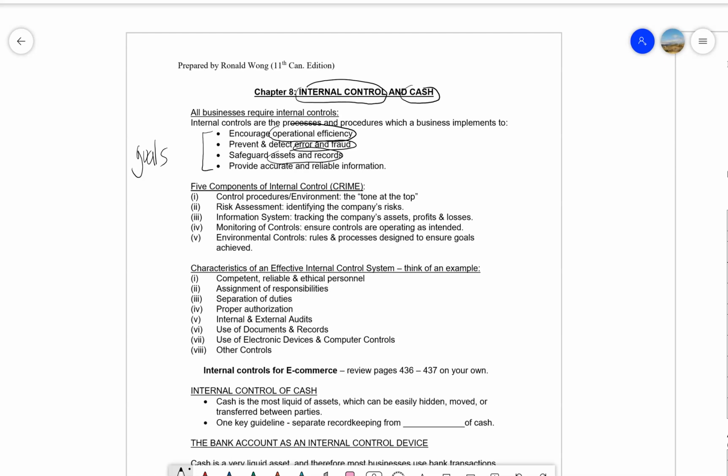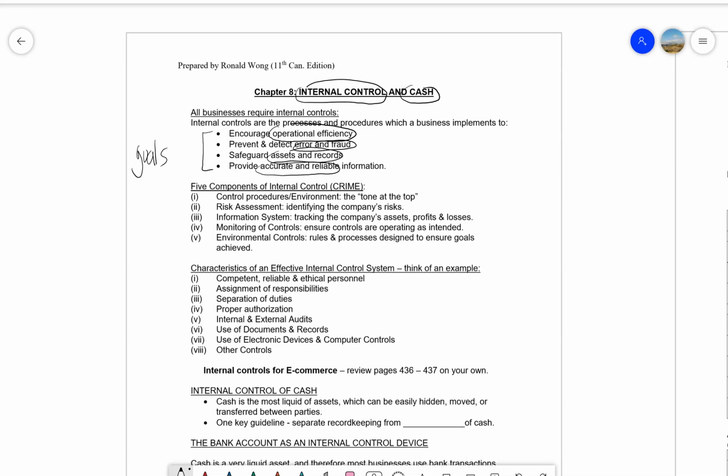The company wants to make sure that all their assets are protected, all their accounting records are protected, and the final goal is to provide accurate and reliable information. So the company wants to make sure that all the financial reports, all the financial statements that they produce for their investors, for the bank, are accurate and also reliable.